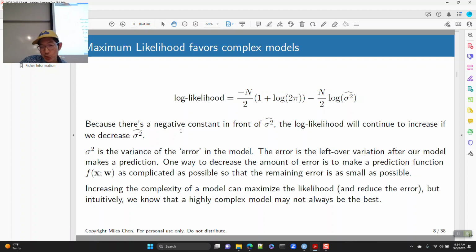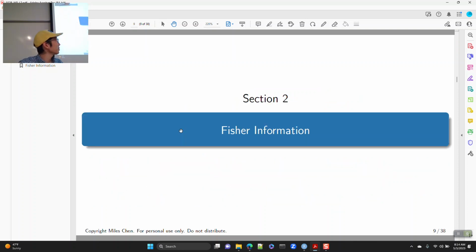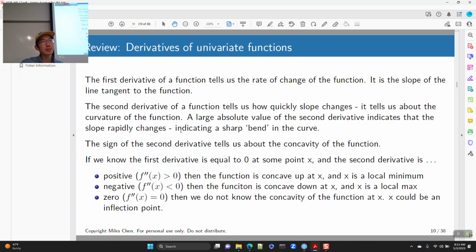This brings us to our next favorite topic, Fisher information, where we can talk about how much information we have, how much information is available in our data, right? We got a bunch of definitions of what Fisher information is and what information is, but we'll look at one aspect of it in today's lecture.